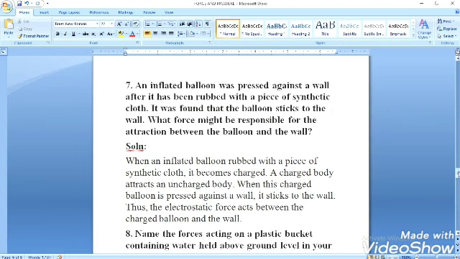Okay, we know that there is a charged body and also an uncharged body. Force between a charged body and an uncharged body is known as what? Electrostatic force. So, when an inflated balloon is rubbed with a piece of synthetic cloth, it becomes charged. A charged body attracts an uncharged body. When this charged balloon is pressed against the wall, it sticks to the wall. Thus, the electrostatic force acts between the charged balloon and the wall.